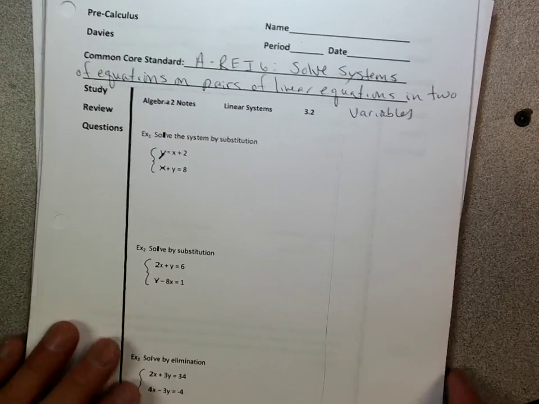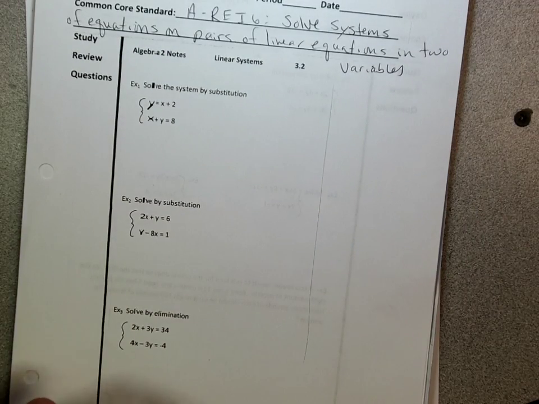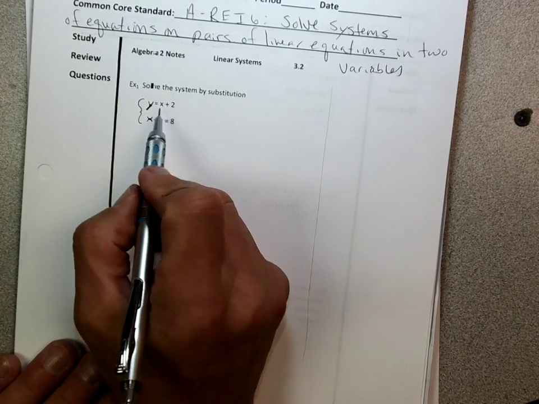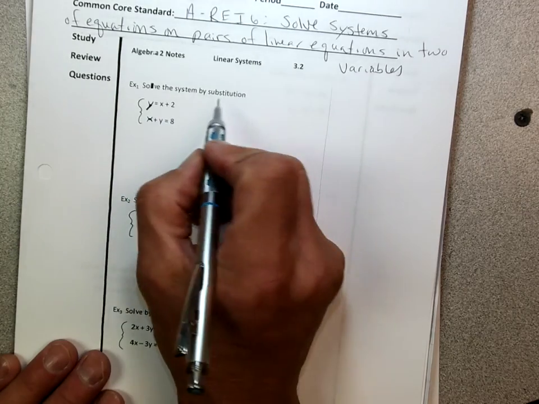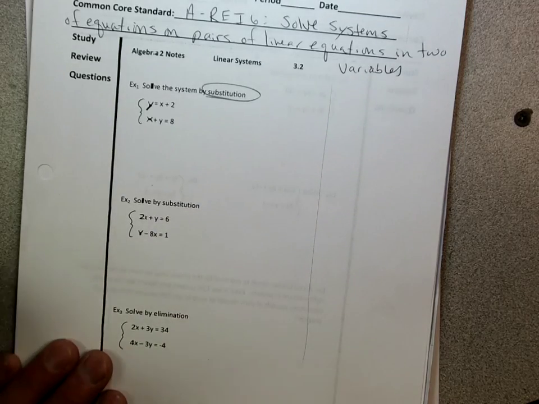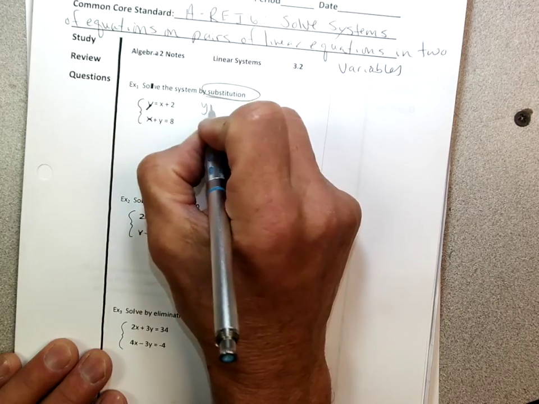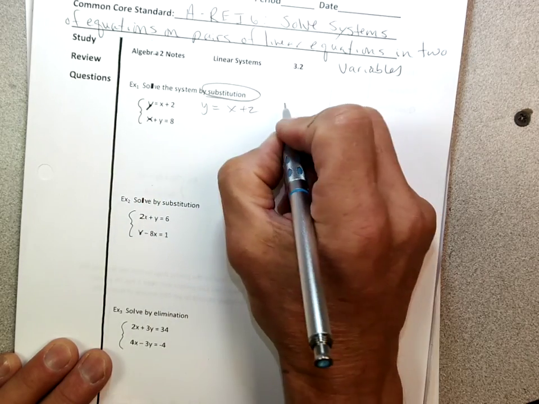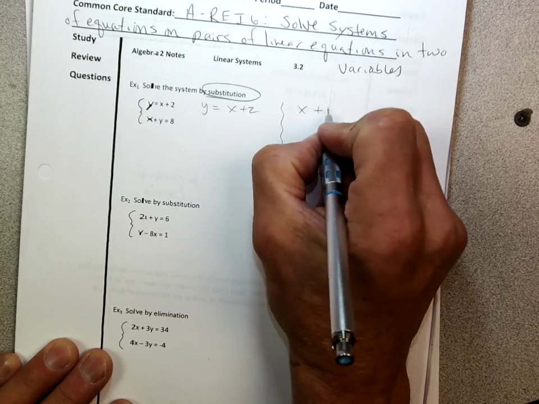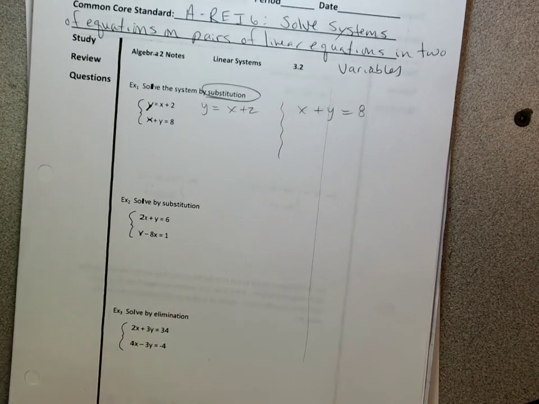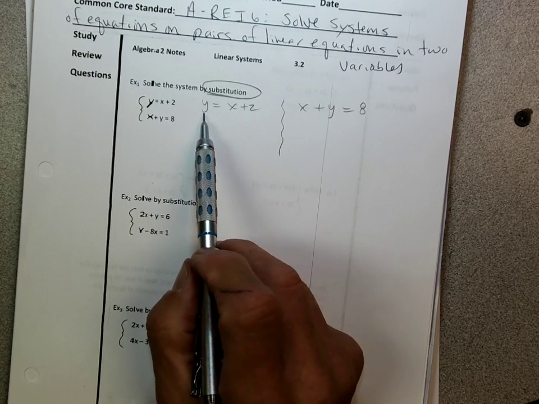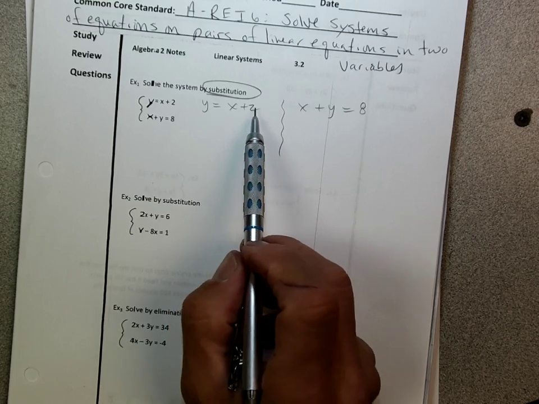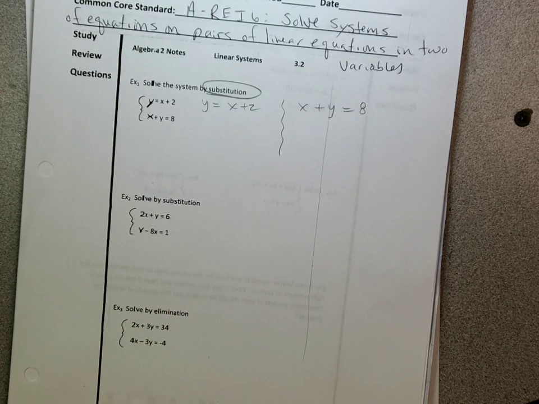So let's take a look at what our notes say. So first of all, example 1. Here we go. So what I see in example 1 is this. I've got y equals. So I'm going to definitely use substitution. When I do these, I like to write them side by side. So let's rewrite them. Y equals x plus 2. And let's write x plus y equals 8. Okay, we're going to use substitution because I know y is equal to x plus 2. So if I have one of the two variables already solved for, then it makes an easy substitution.